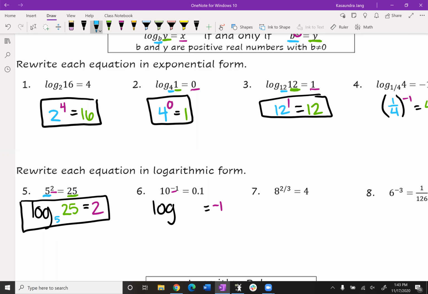So the base on my exponential, whatever is raised to the power, should be the base on my logarithm. And I have to have this argument. I have to have the 0.1 in my logarithm. So this is what I see people do. I see people go log base 10 equals -1. First of all, they're missing that 0.1. It should be there somewhere. But it has to go right here in the argument.